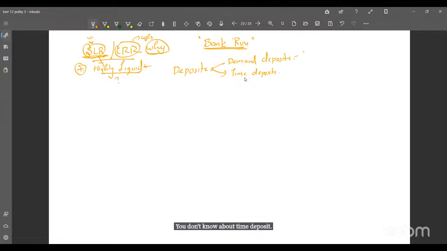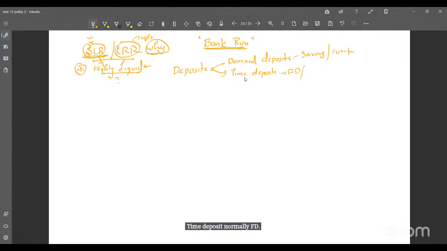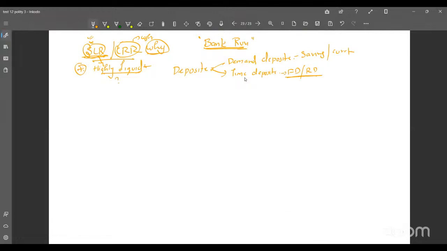டிமாண்ட் டெபாசிட்னா உங்களோட சேவிங்ஸ் அக்கௌண்ட், உங்களோட கரண்ட் அக்கௌண்ட், இதெல்லாமே டிமாண்ட் டெபாசிட். டைம் டெபாசிட்னா உங்களோட எஃப்டி, பிக்ஸட் டெபாசிட், உங்களோட ரிக்கரிங் டெபாசிட், ஆர்டி, இதெல்லாமே டைம் டெபாசிட். சரிங்களா? டிமாண்ட் டெபாசிட் இது ஏன் சொல்றாங்க அப்படின்னு பாத்தீங்கன்னா, whenever it is demanded for, it has to be paid back.